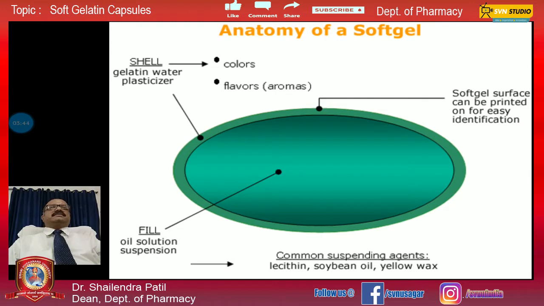You can see that this is the anatomy of a soft gelatin capsule. The outer part is known as the shell, which is gelatin, water, and plasticizer. Colors and flavors can be added to that. The soft gel surfaces can be printed on for easy identification. You can fill oil solutions or suspensions, and the common suspending agents are lecithin, soybean oil, or yellow wax. Likewise, this is the anatomy of the soft gelatins.